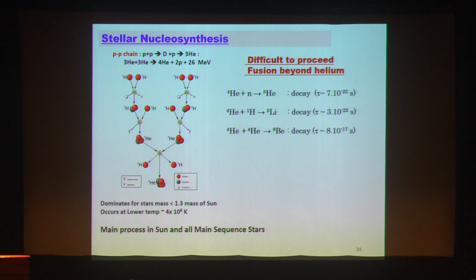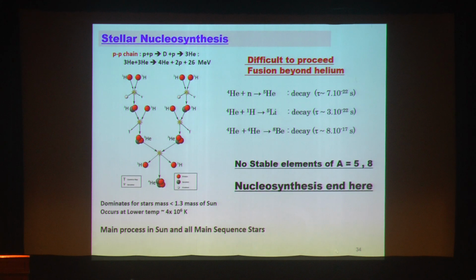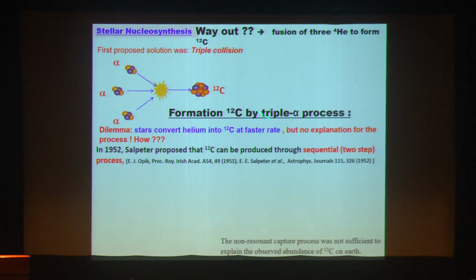Decay to the minus 70 seconds. So no stable element beyond A equal to 5 or 8. So nuclear synthesis ends here. Now, what is the way out? Fusion of 3 alpha to form 2 helium to form carbon.